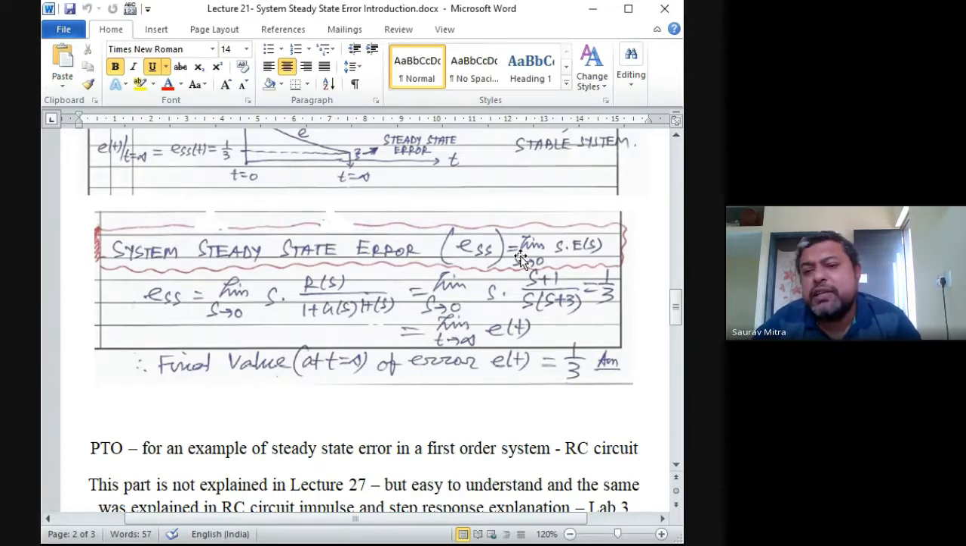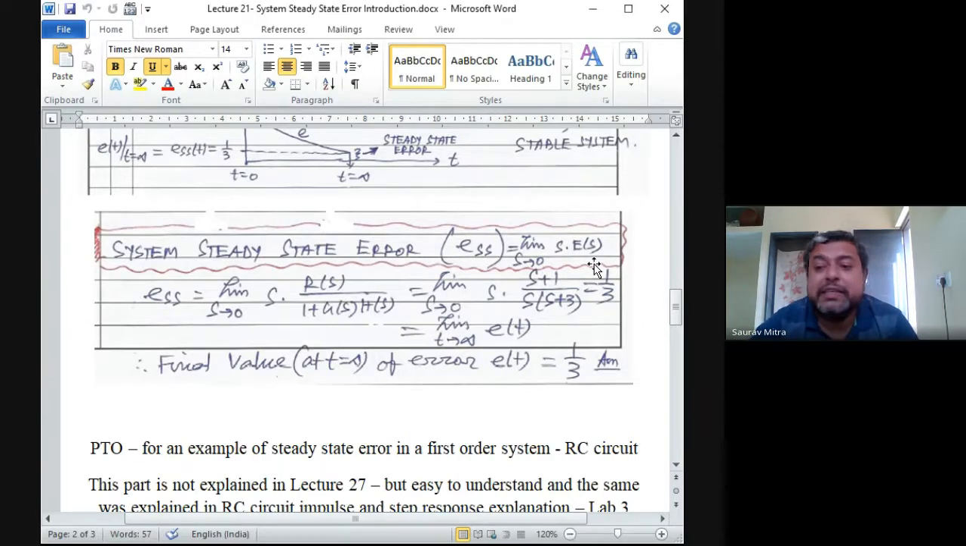All these proofs are not there. Have you done this proof anywhere? Do you know what it is called? This is called the final value theorem. Okay, so actually you are finding the final value of the term e(t). Final value means at t tends to infinity. You are finding the final value of time domain parameter e(t), but you are finding that not by inverse Laplace transform.